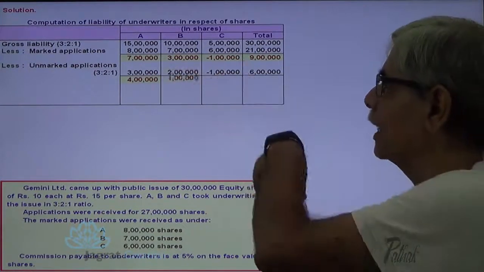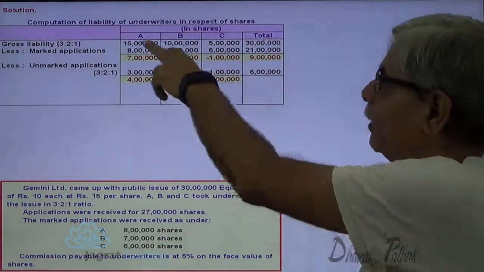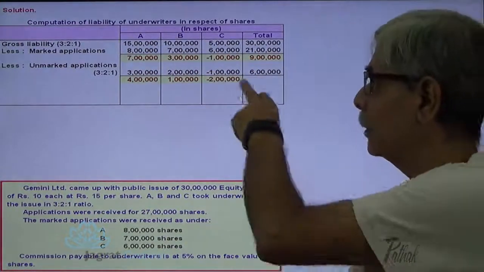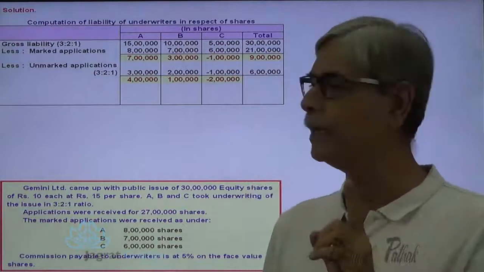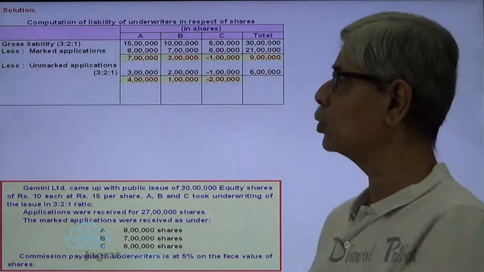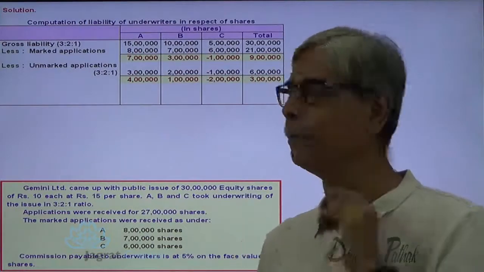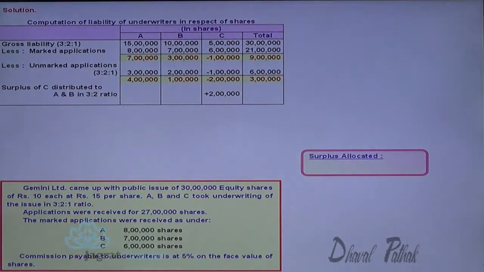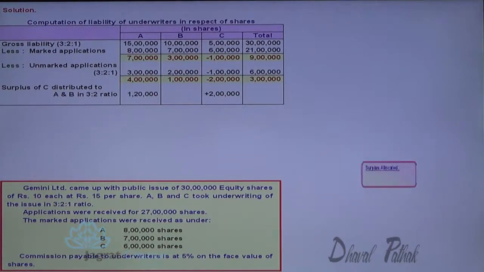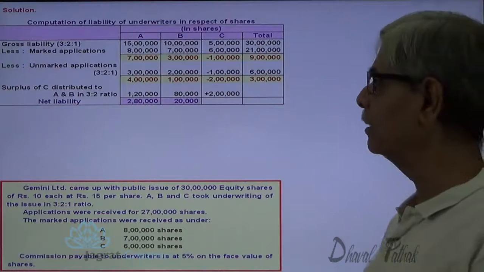Here the surplus 2 lakhs will be distributed between A and B. In which proportion? 3:2, because the gross liability proportion of A and B is 3:2. So 2 lakhs distributed in the ratio of 3:2. So credit given to A 1,20,000, credit given to B 80,000. There are no firm applications, remember.